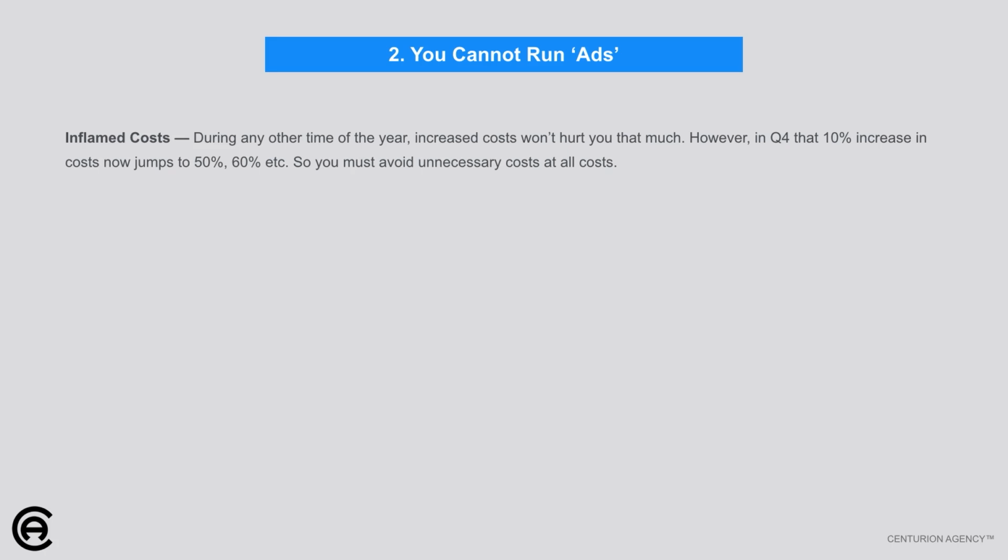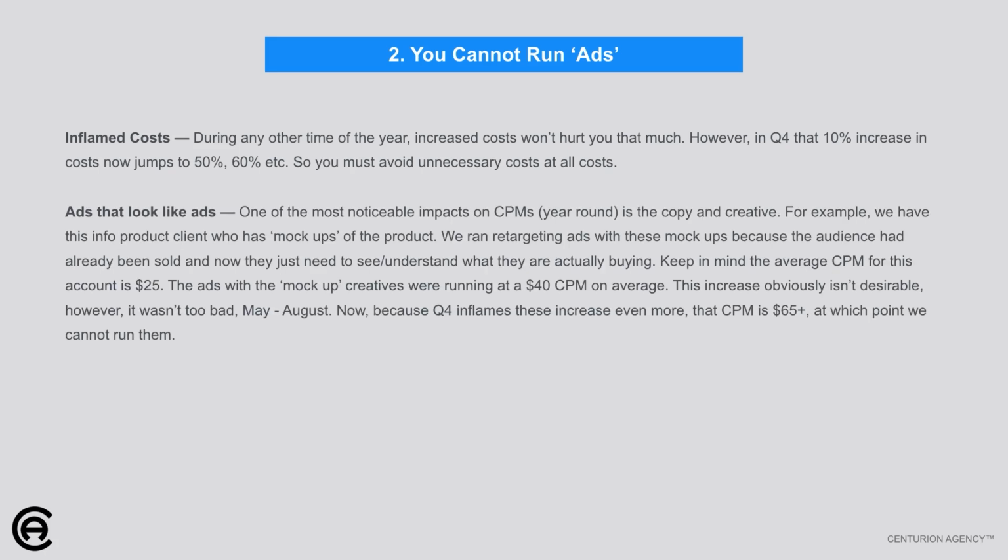Now, as I say, I've already kind of touched on this point. So let's have a look at ads that look like ads, right? One of the most noticeable impacts on your CPMs year round is the copy and the creative. So for example, we have an info product client, and this is a real life example, by the way. We have an info product client who has mock-ups of the product.